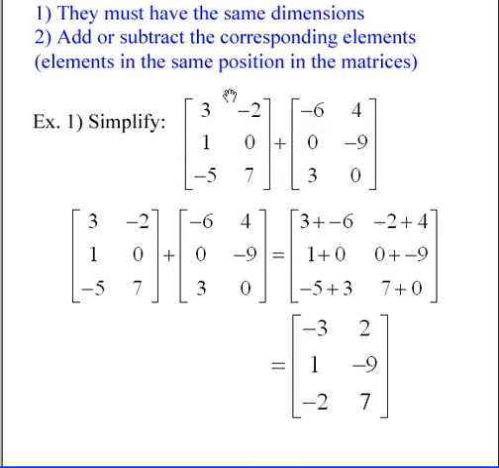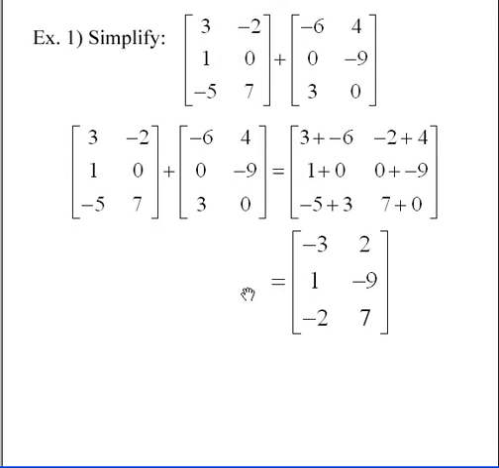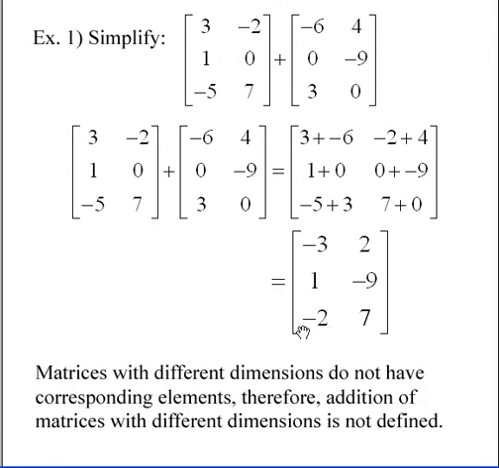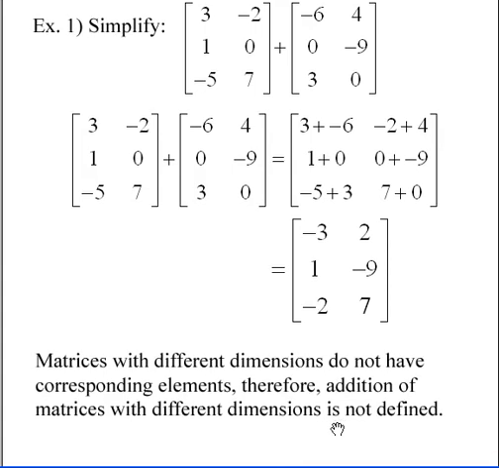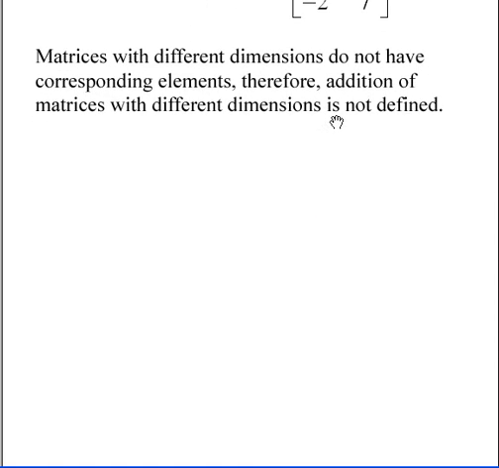Again, two things would have to be true. They have to have the same dimensions, and then we would add the elements in the corresponding positions. Well, what if they don't have the same dimensions? Well, if they don't have the same dimensions, they don't have corresponding elements in all of the same positions, and therefore matrix addition or subtraction is not defined.